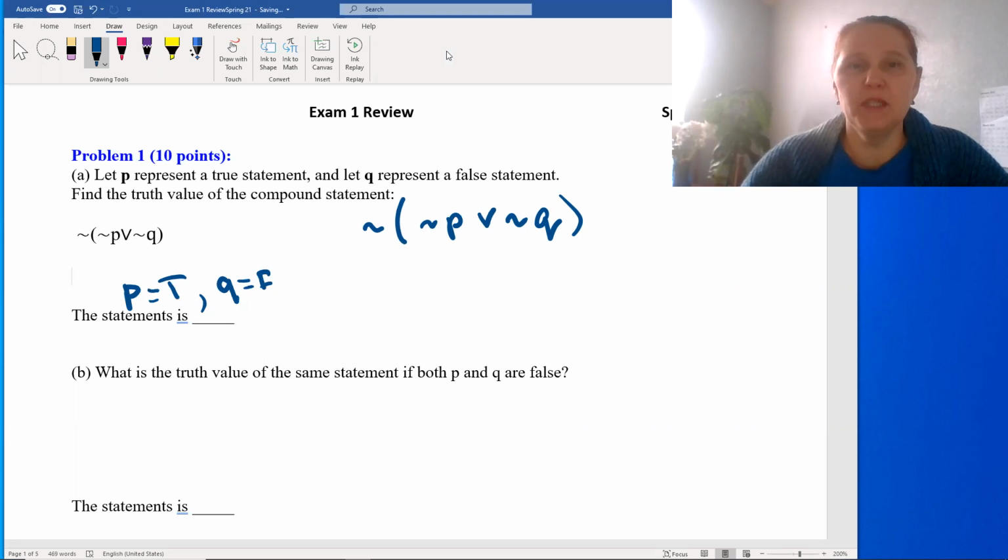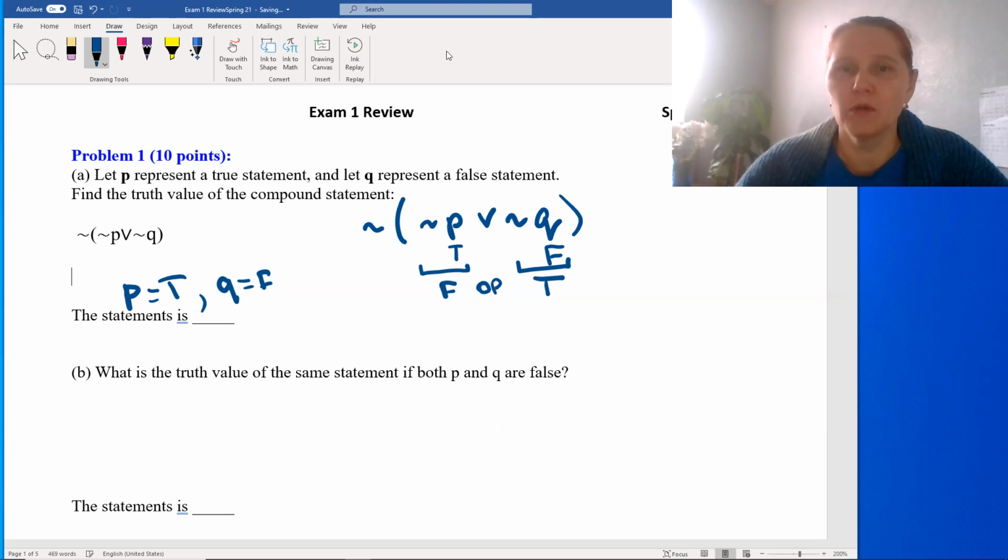Okay, if P is true, then not P is false, just the opposite. Q is false, then its negation must be true. So in the parentheses, we have a disjunction of false and true. So we have false or true. Or is only false if both are false. Here we have one true value. So or will be true.